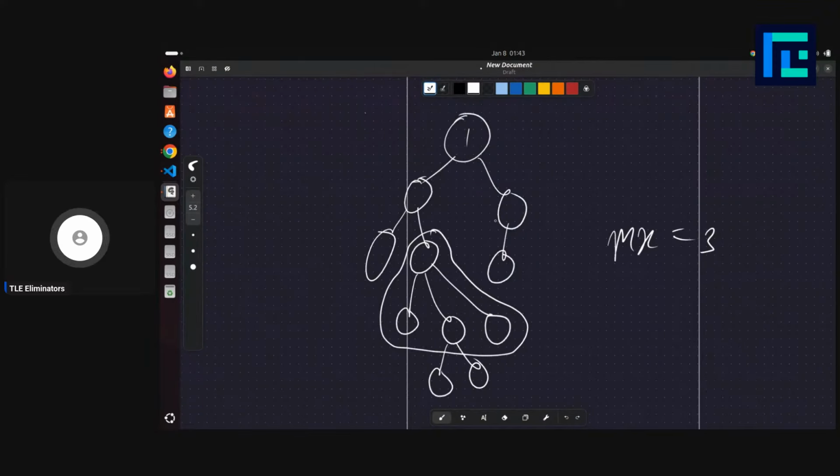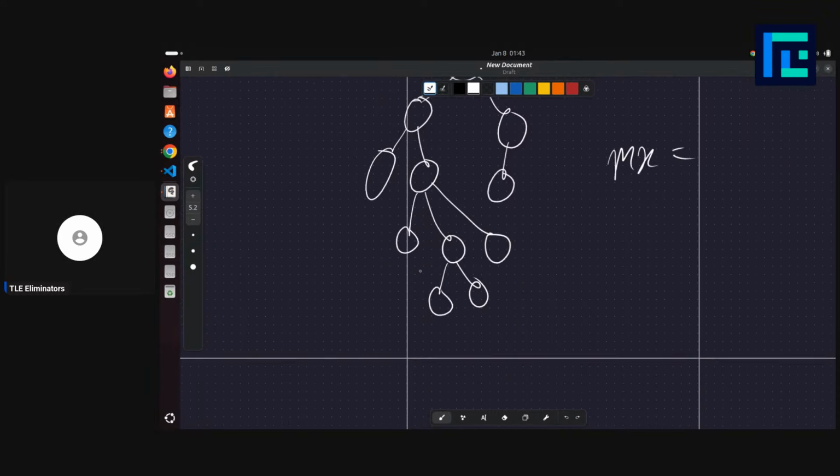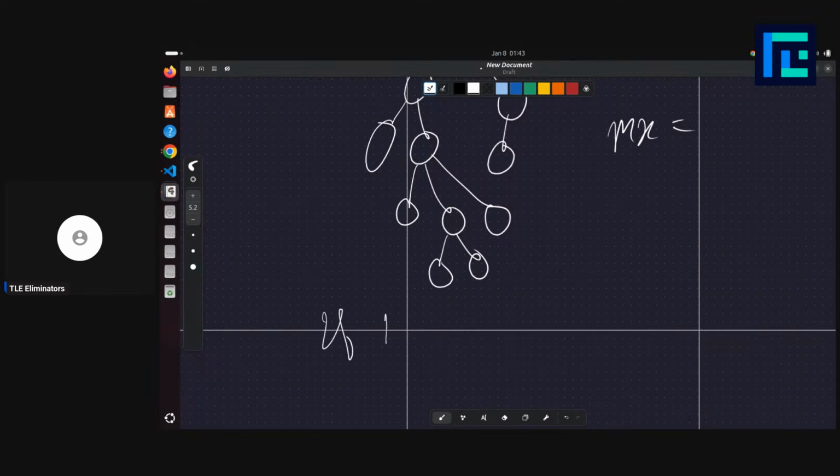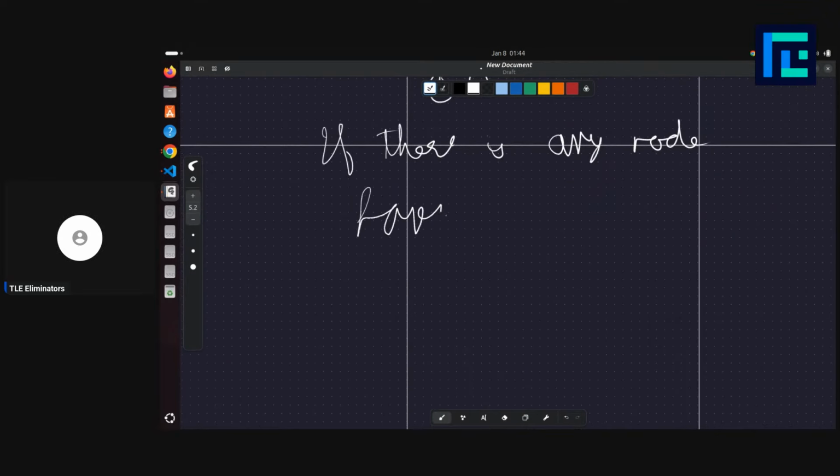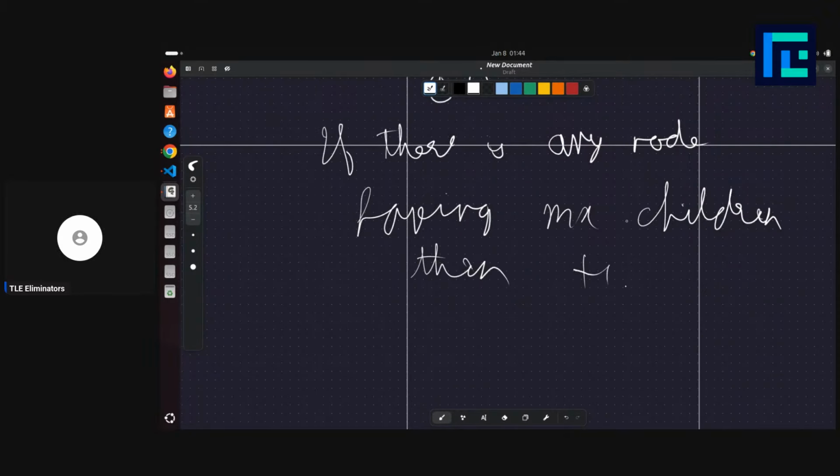Okay. So the condition is that if there is any node having mx children, then we will do +1. Okay.